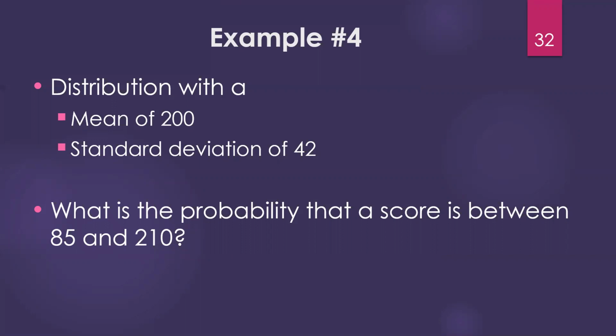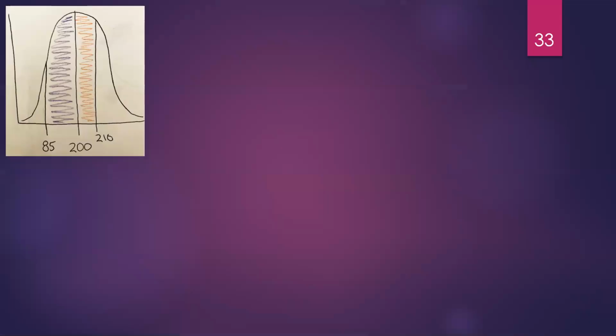Example number 4. In a distribution with a mean of 200 and a standard deviation of 42, what's the probability that a score will be between 85 and 210? So now we're not just doing a likelihood that a score is less than or greater than a certain value, but what's the probability that a score is between two values? So the same steps apply. Always start by drawing your curve and shading in the area that you're trying to find.